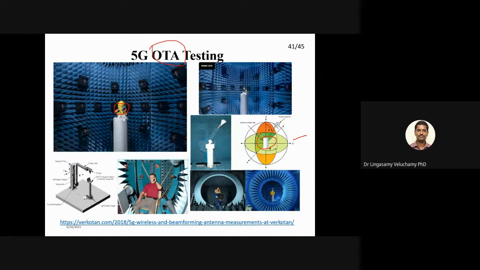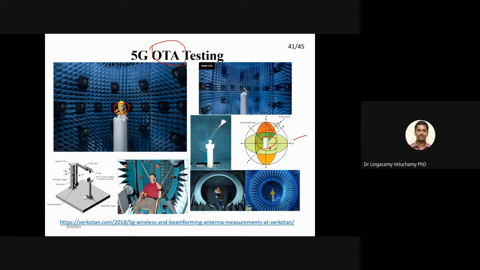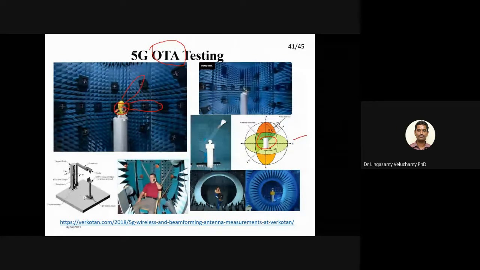In 5G, we'll have an over-the-air measurement method, because you will have beamforming happening in different directions that we need to capture. We can't capture this with the fundamental measurement setup. We have to have an over-the-air measurement setup.